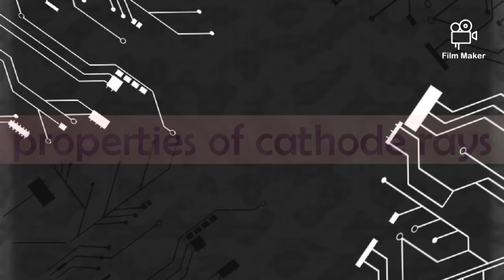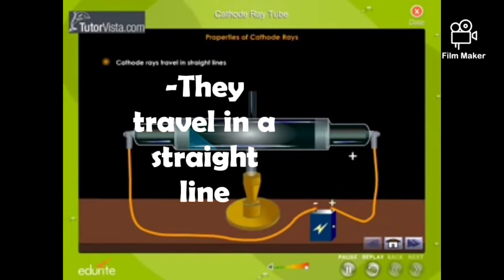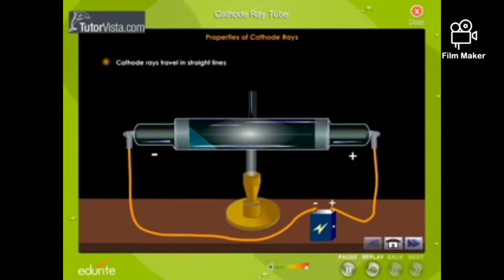Let us look at the properties. The first one is they travel in a straight line. Now to show this, we obtain an object, and in this case we use a Maltese cross. When it's placed in the path of cathode rays, a shadow is produced on the other side of the tube, and that shows they travel in a straight line.